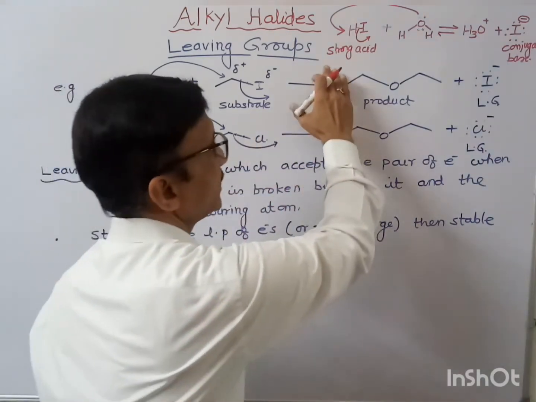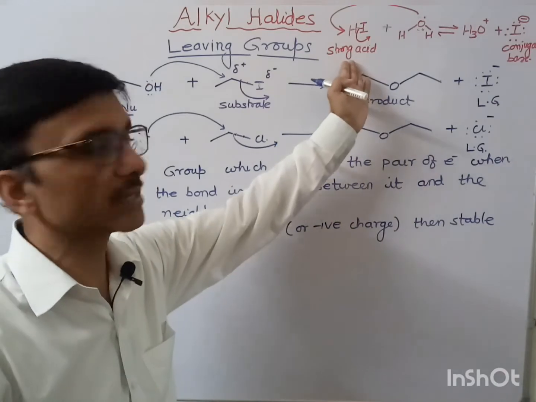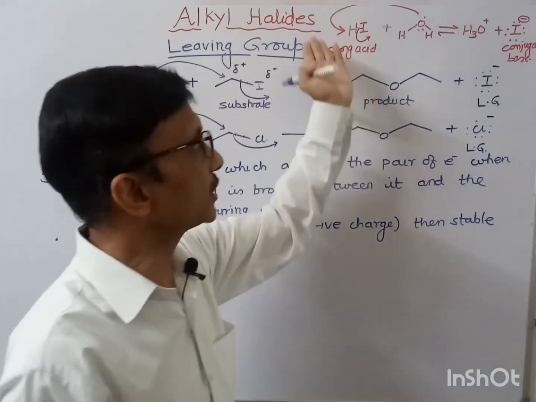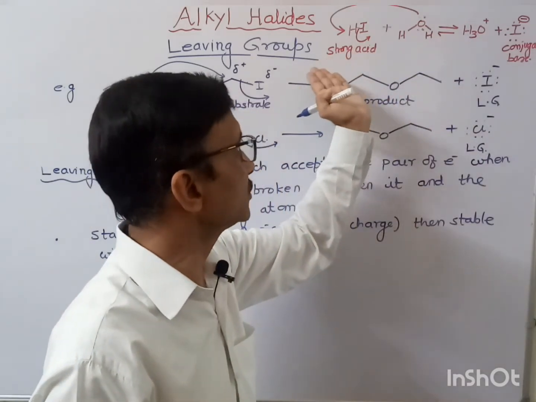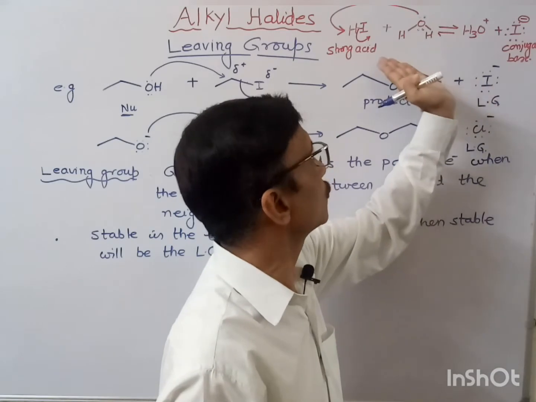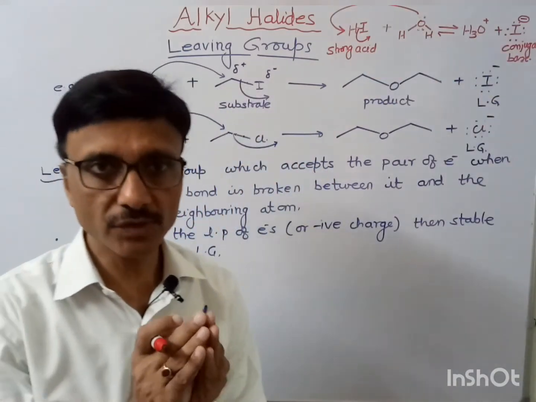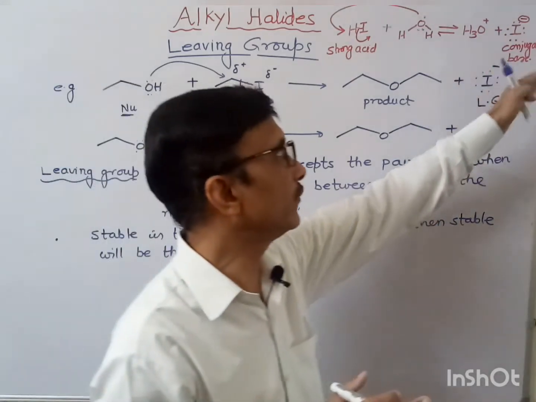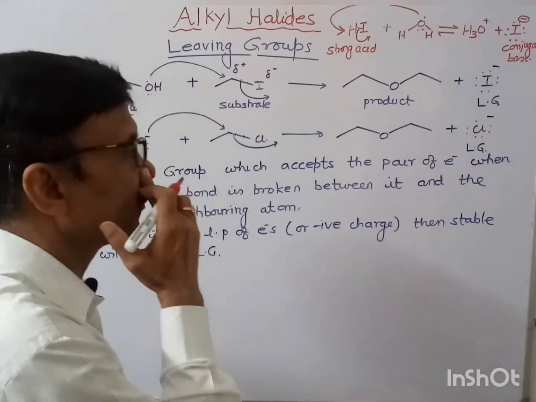So a strong acid forms the weaker conjugate base. The stronger the acid, the weaker will be the conjugate base, so the reaction is going from strong to weak. Okay, so the stronger the acid, the weaker will be the conjugate base. If the conjugate base is weak, it means the base is the stable one.